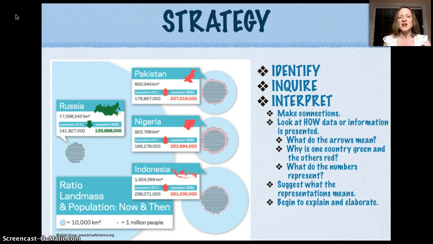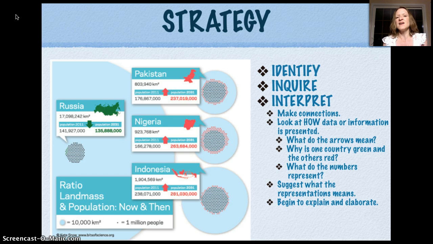The direction of the arrows, there's a reason for that. There's a reason for the black dots in relation to the red dots, and how some countries have both and other places only have one. All of that information is critical to understanding what the infographic is trying to convey.